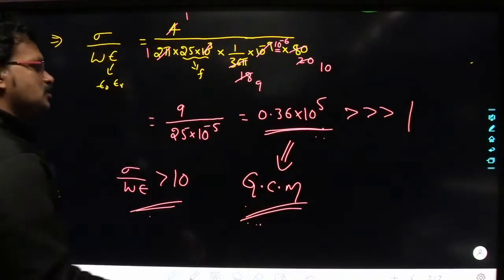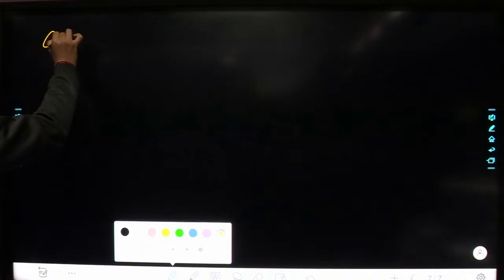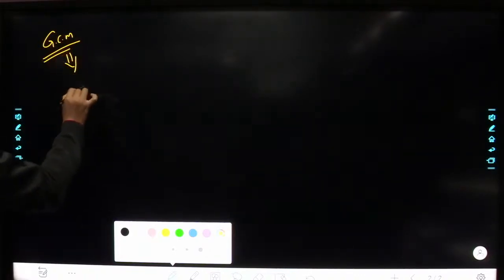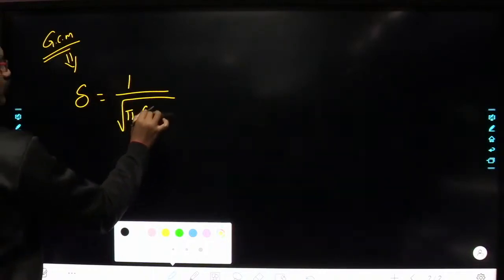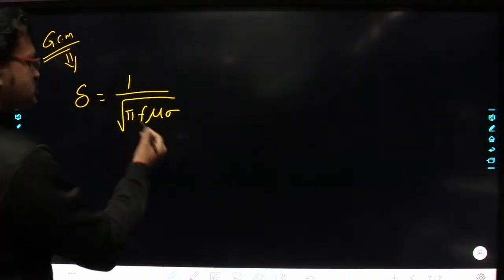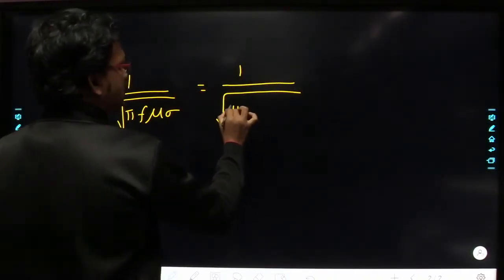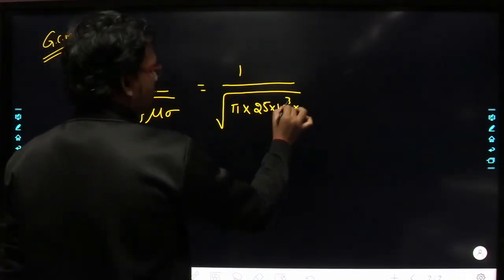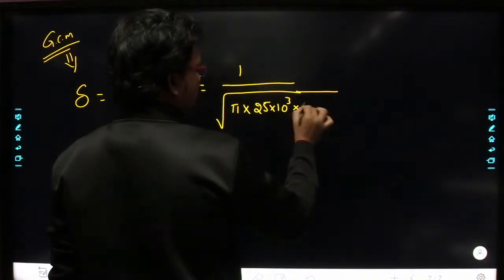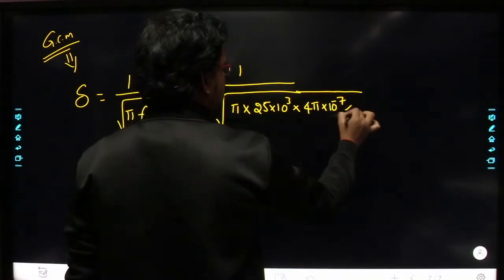Since the medium is behaving as a good conducting medium, what is the formula for skin depth in a good conducting medium? Delta is equal to 1 by square root of pi f mu sigma. Now just substitute these values and you are going to get the skin depth. That is 1 by square root of pi into f, which is 25 kilohertz, that is 25 into 10 power 3, into mu, which is mu naught into mu r. Mu naught value is 4 pi into 10 to the power of minus 7. Mu r value is 1.